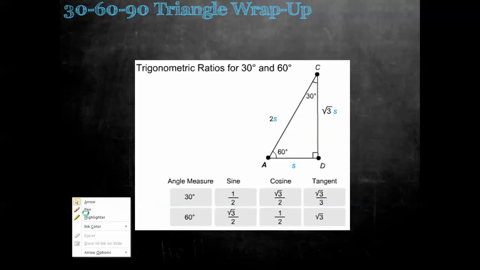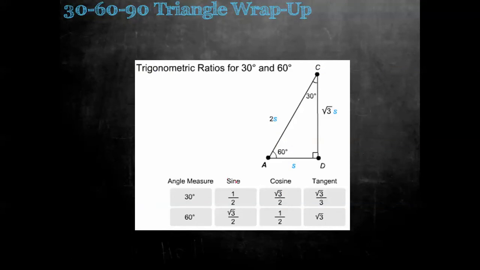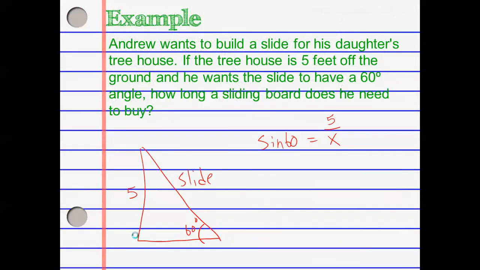Now let's go back and look at what our sine 60 was. Sine 60 is square root of 3 over 2. So if we go back to our problem, we can sub in that for sine 60, and then we have 5 over x. So that's going to give us square root of 3 times x equals 10, because we're just cross multiplying here. Then I can divide by square root of 3, and I get x equals 10 over square root of 3.